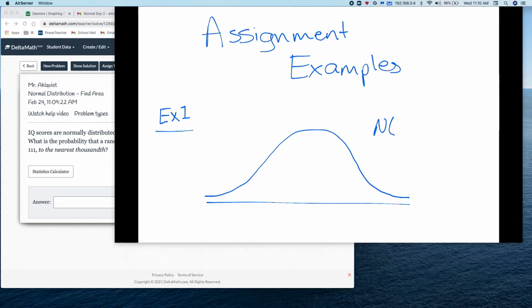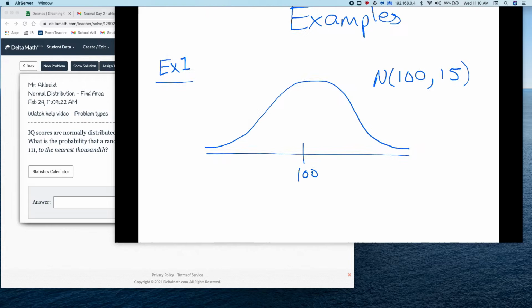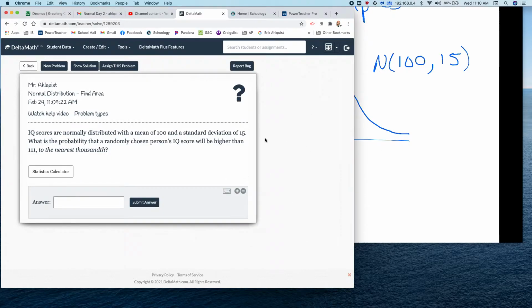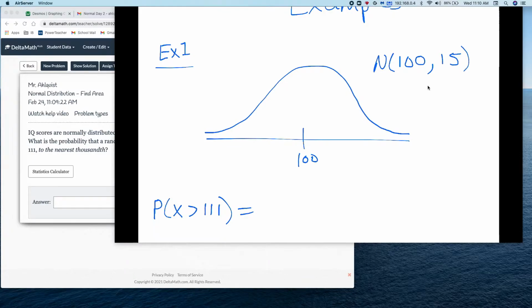You have a normal distribution. The mean is 100. The standard deviation is 15. So you have this picture. The question being posed is, what's the probability that a person's IQ is greater than 111? That's how you might write it out if you didn't write out all those words. This question written in words means the same thing: mean of 100, standard deviation of 15, probability that you'll have greater than 111.